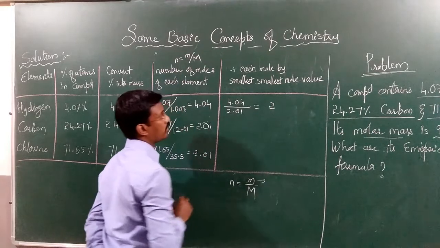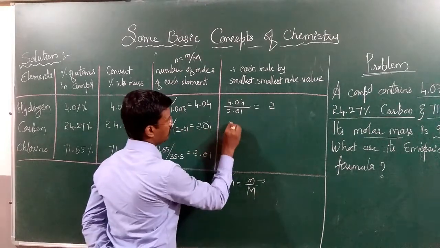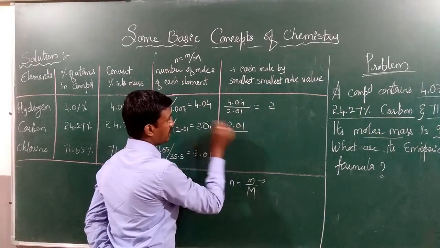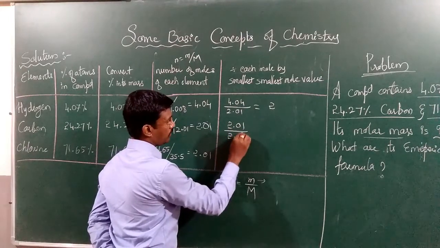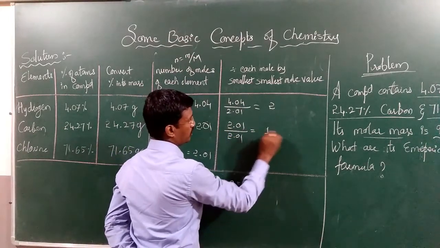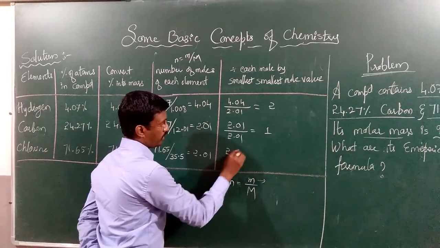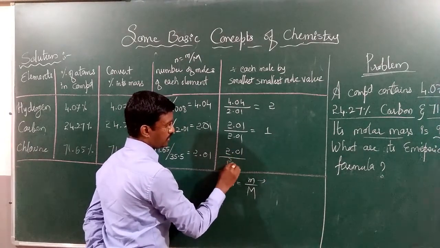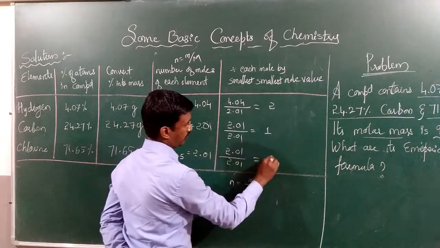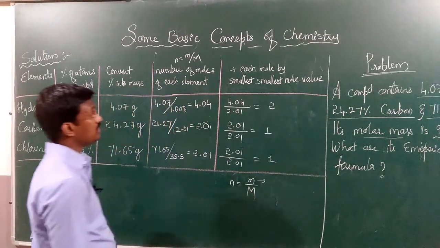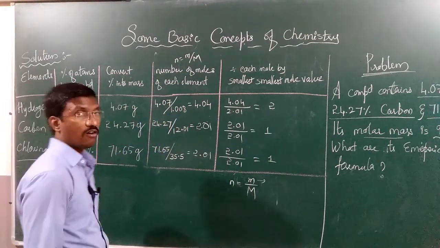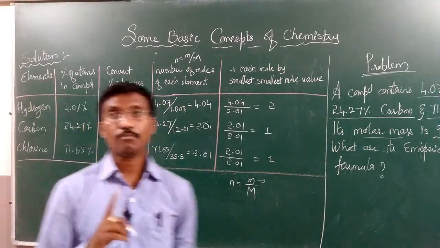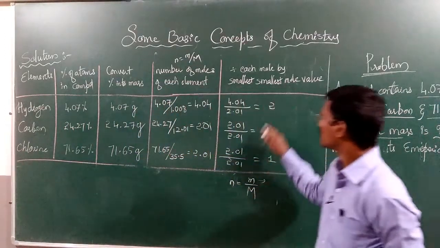Therefore, nearly you are going to get 2 answers. Similarly, 2.01 divided by the same again, the whole number 2.01, we are going to get 1. 2.01 divided by 2.01, same we are going to get 1. So this is going to tell us the number of atoms in the compound. This final answer is what it is going to give you.